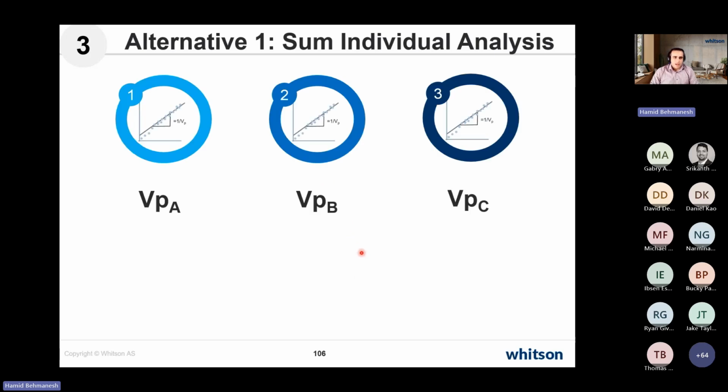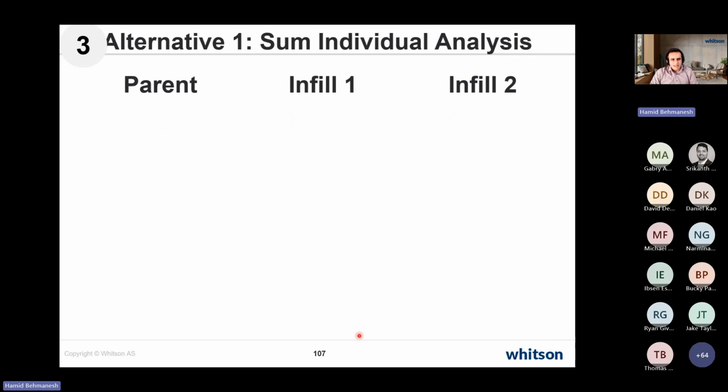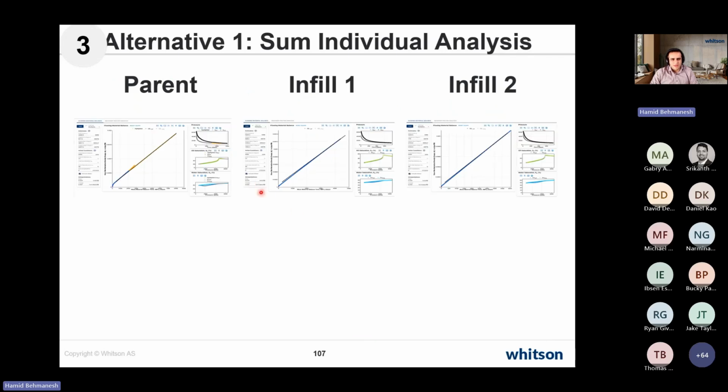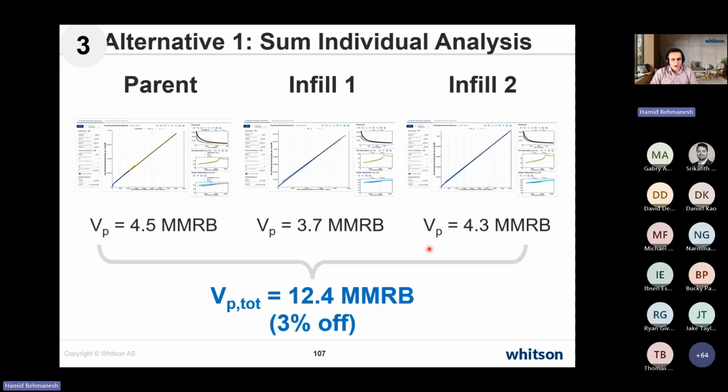So there are basically two ways that we can account for a parent and an infill wellbore. The first one is to do the analysis of the individual wells and then sum them up. It's very straightforward and doesn't require any extra steps. So for the parent well, we do the analysis on FMB and sum them up. It is 12.4 million reservoir barrels, which with respect to the analytical is only 3% off, which is quite impressive.